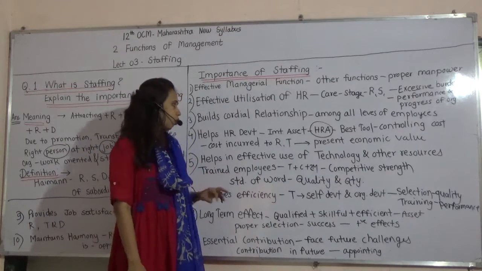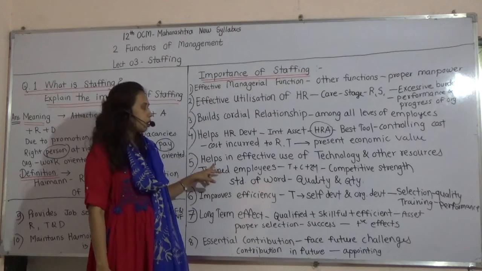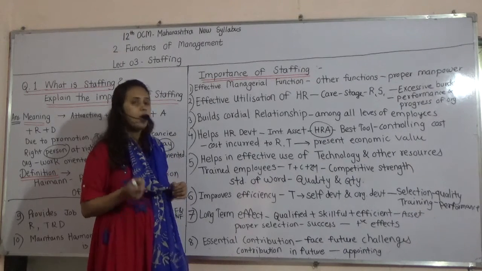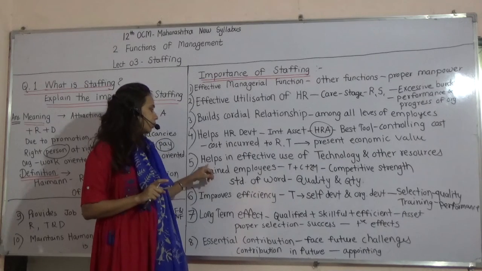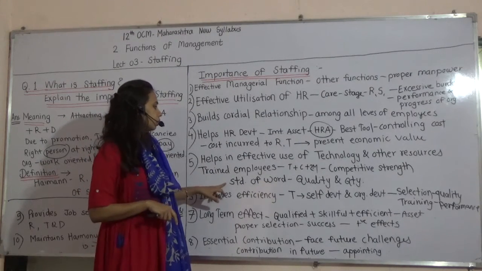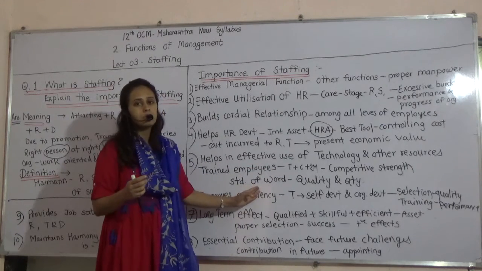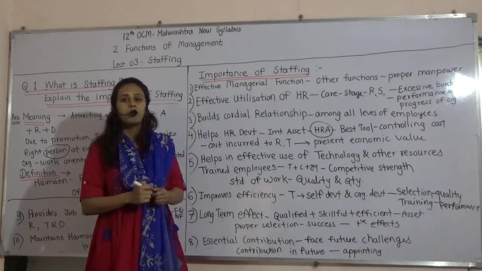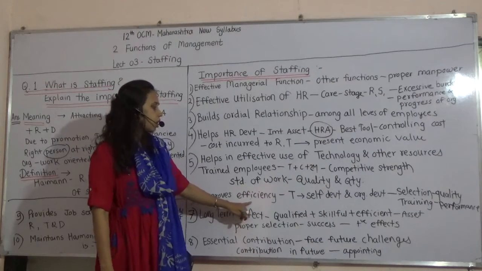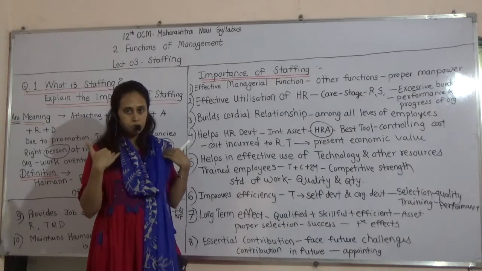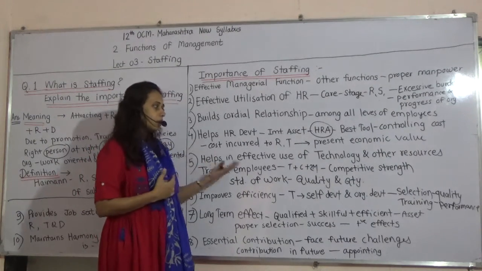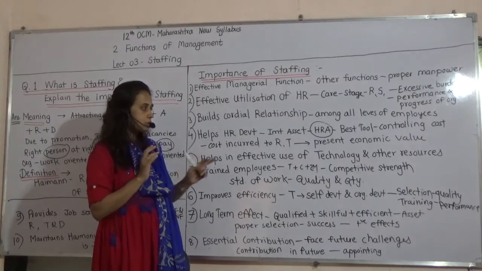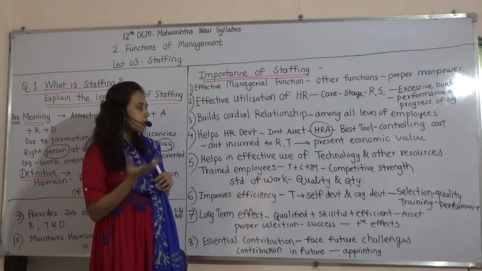It helps in effective use of technology and other resources. See, technology is there. If your staff is able to utilize the technology in an effective way and other resources also in an optimal way, then the organization will get the success. Because of good technology, it improves the standard of your work, and obviously quality and quantity will also improve. It improves efficiency. Once the training is given to your employees, it helps for self-development, and on the other way, it helps organization development, because while selecting, you go through proper process and quality. If you give the training, they give you quality performance.